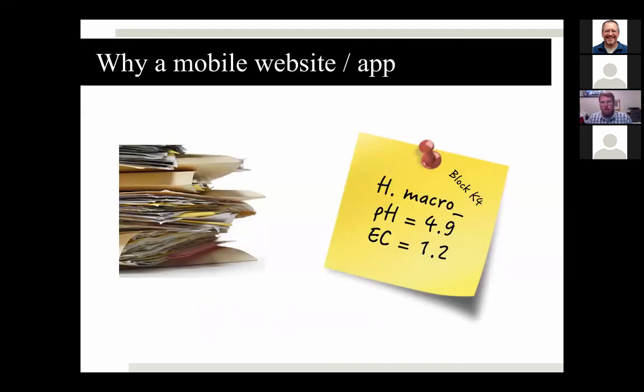So why a mobile website or app for GrowZone Tracker? As an extension agent, I answer many questions about pH and EC, but we typically use them to look at a problem. We put it on a Post-it note, it gets lost in our files, or that Post-it note just gets lost altogether and we don't know what that reading was previously. So we don't really have a great way of having data throughout time at many locations.